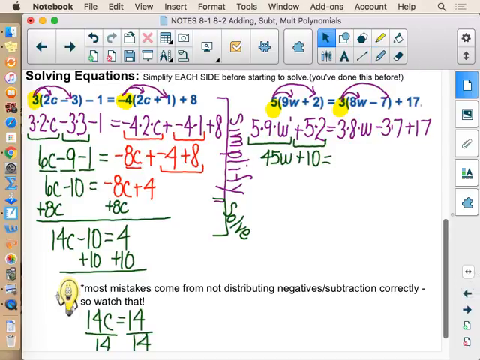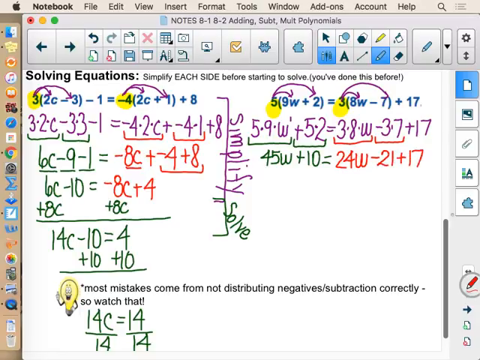On my left-hand side, or my right-hand side, the other side, I want to go again, term by term. It's a 24W minus a 21, or plus negative 21, plus a 17. I'm still in simplify mode, so each side stays separate. Nothing's happening from side to side.